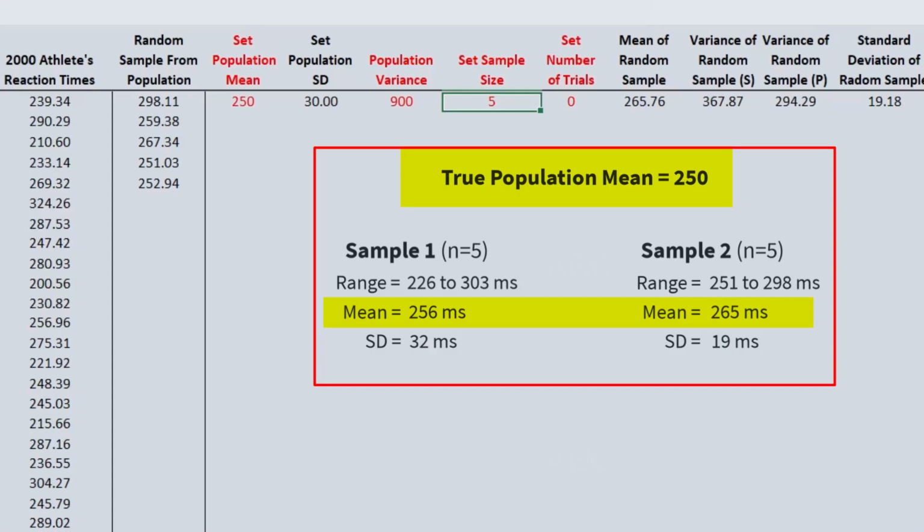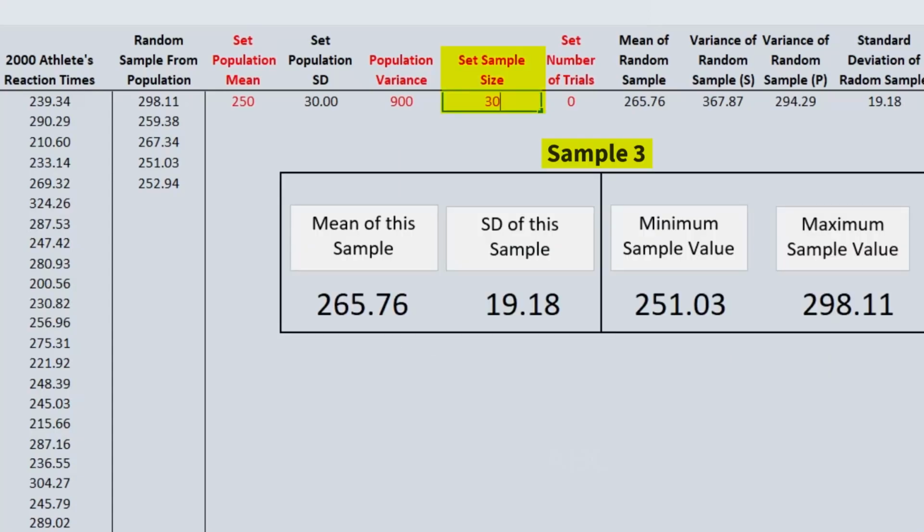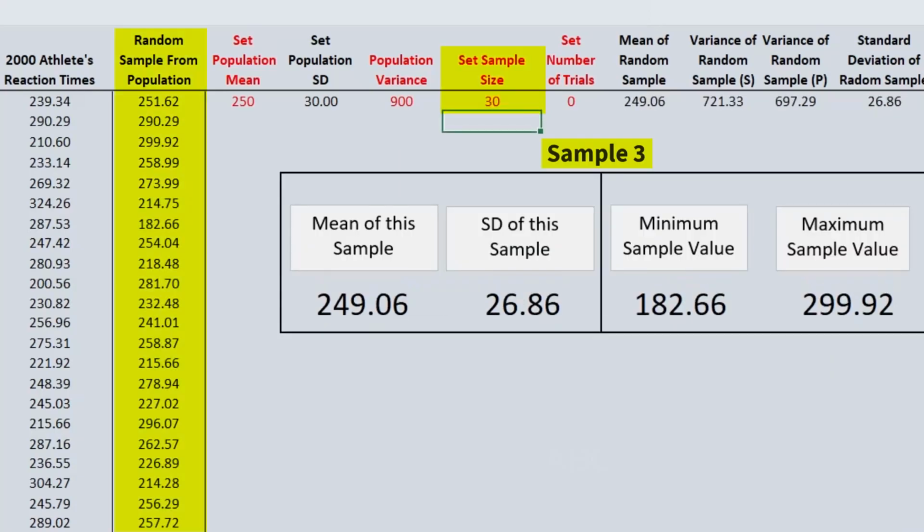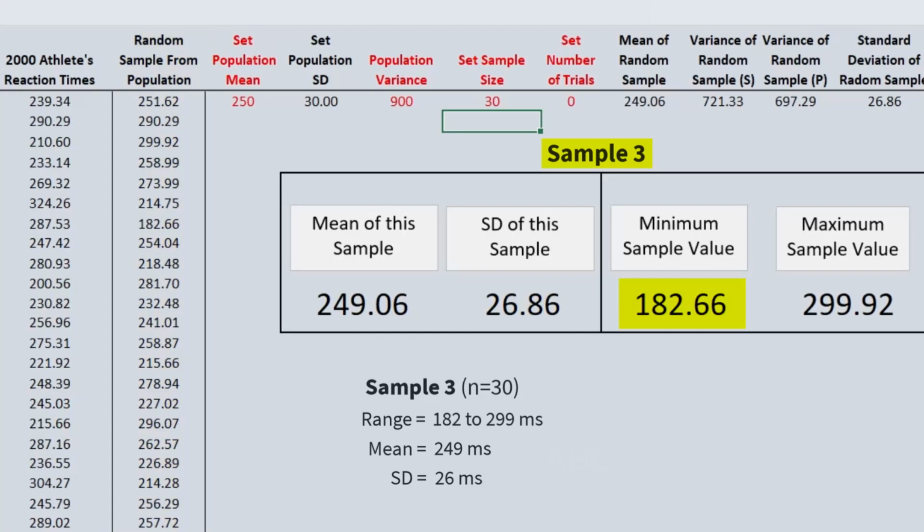Now we will draw another random sample from the same population, but this time we will increase the sample size from 5 to 30. The athletes selected in this sample had a mean reaction time of about 249 milliseconds and a standard deviation of about 26 milliseconds. The reaction time of the 30 athletes selected ranged from about 182 to 299 milliseconds.